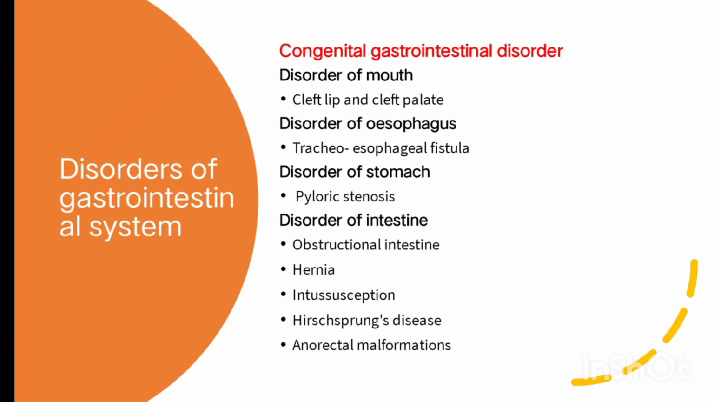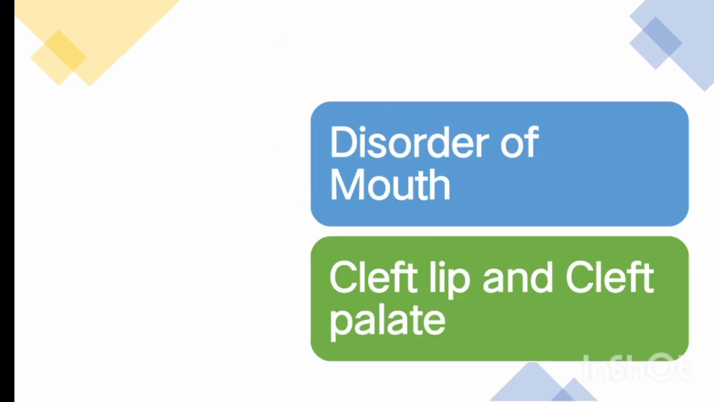So if the baby acquires a gastrointestinal system disorder, that is cleft lip and palate, or any other gastrointestinal disorder, the baby's normal functioning like feeding and breathing will get affected due to the deformity or defect in the gastrointestinal system. So we will see in detail the disorders of the mouth, cleft lip and cleft palate.